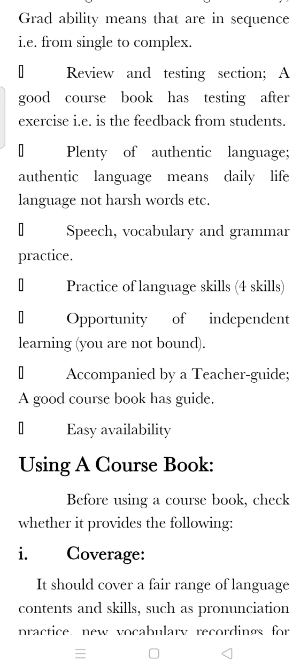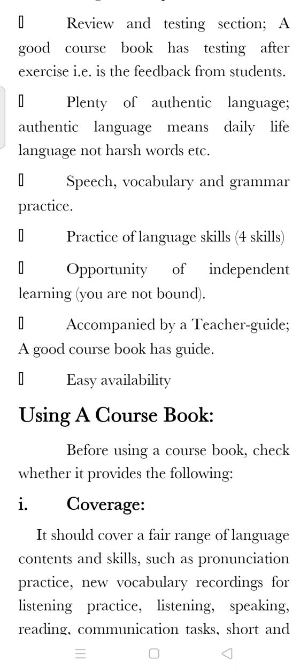Speech, vocabulary, and grammar practice, these are the three main aspects of a course book which should be assessed, and they should be arranged in a proper way. Each and every sort of practice should be noticed, whether these things are there or not. Okay, practice of language skills. As you know, there are two types of skills. The one is receptive skills, the second is productive skills. Receptive skills contain two sub-skills, reading and listening, in which we receive something, while the productive skills are writing and speaking. So these are the four skills which come under the receptive and productive categories.